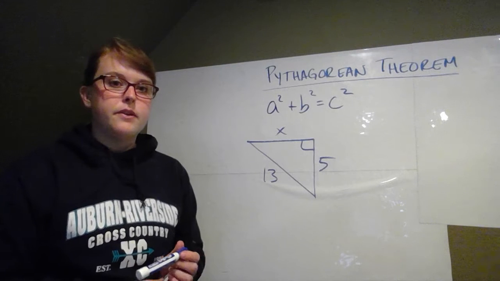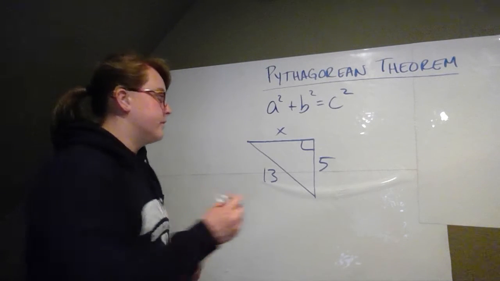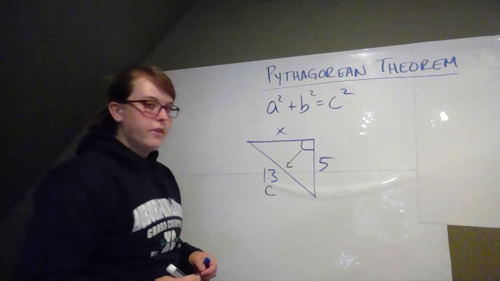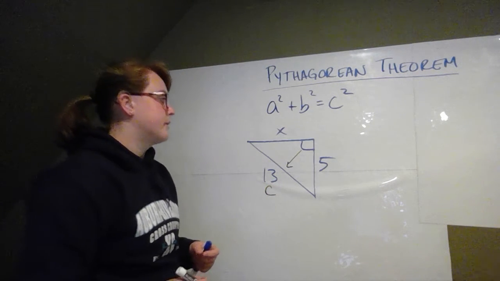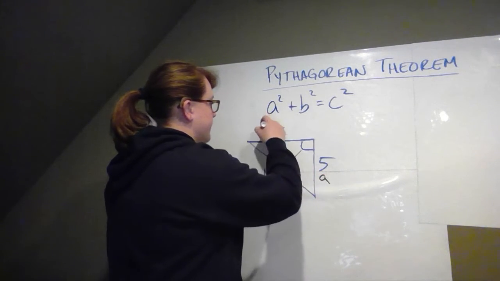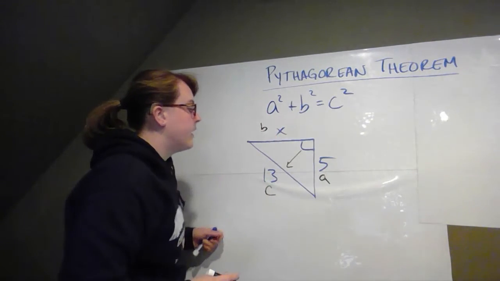Okay, so the first thing we want to do is make sure that we identify the hypotenuse. The hypotenuse is across from the right angle. So 13 would be the letter C, our hypotenuse. And then with these two, it doesn't matter which one's A, which one's B. I'm going to say that's A, that's B.